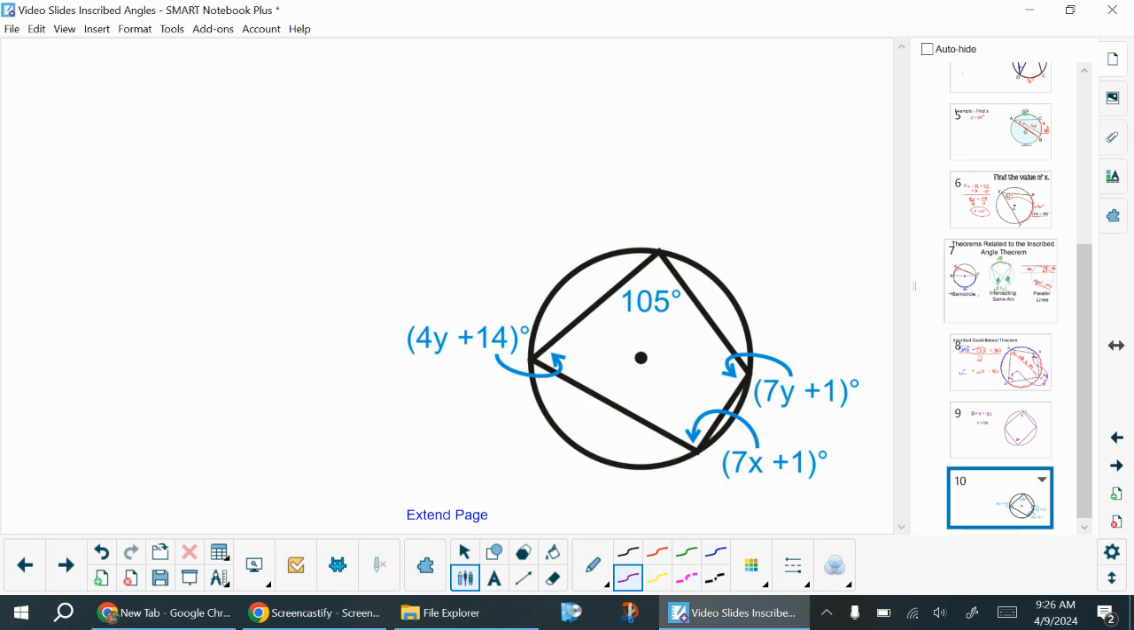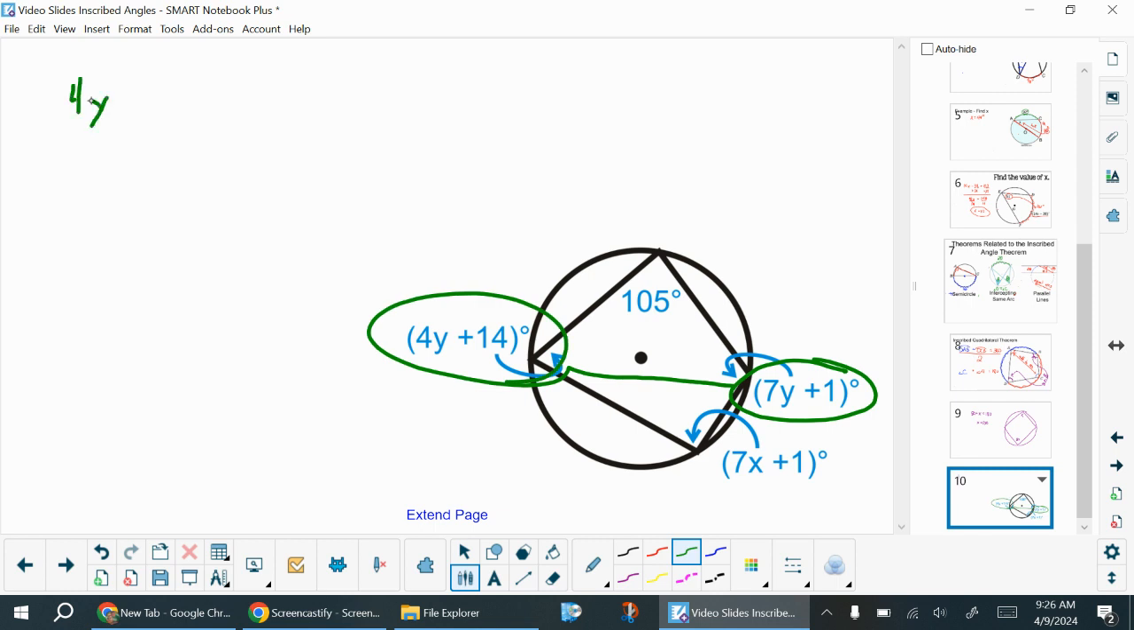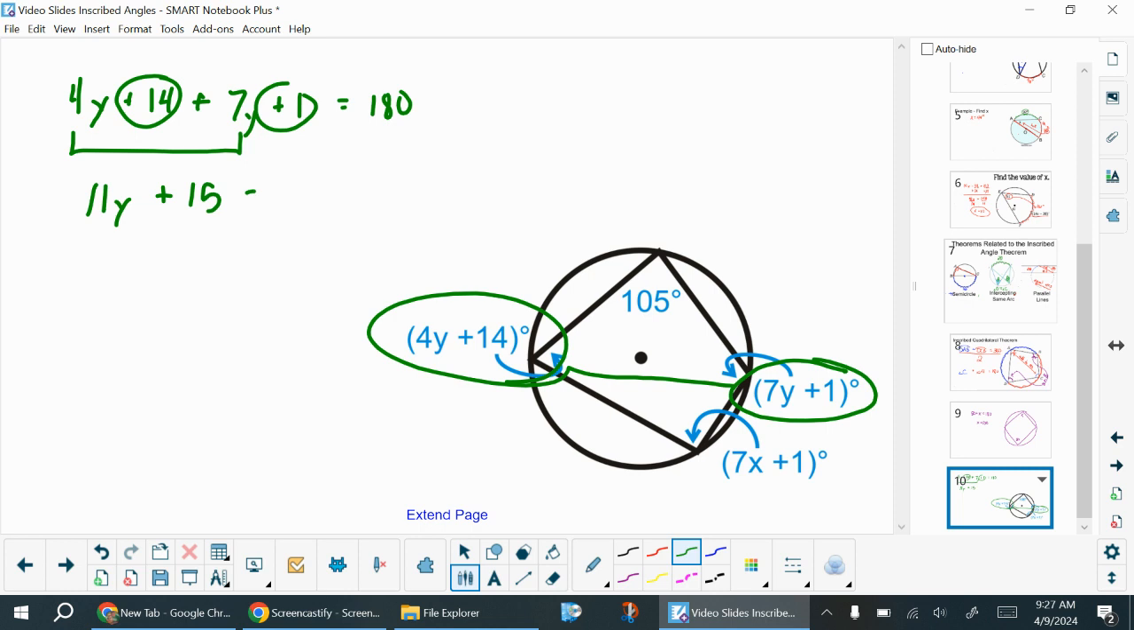And so anytime you're writing an algebra equation, I always want you just to go back and think about, what do I know is true? So what do I know about that angle and that angle? I know they add up to 180 degrees. So I'm going to write that. 4y plus 14 plus 7y plus 1 equals 180 degrees. And now I can solve that. I'm going to combine my like terms. That's 11y altogether. I've got 14 and 1 is 15, and that equals 180. Then I can solve my equation. Minus 15, minus 15.